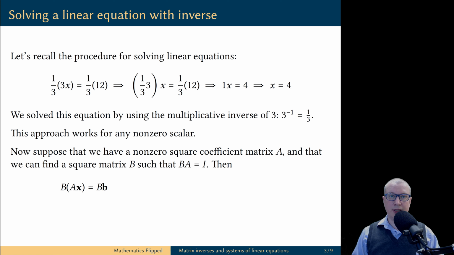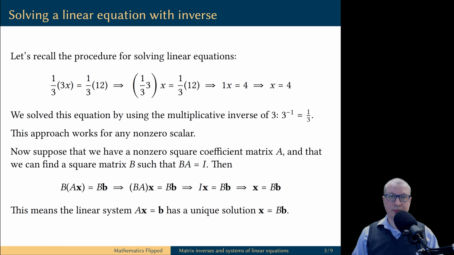You have to be careful. Matrix multiplication is not commutative, therefore multiply on the left and multiply on the right are potentially different operations. Next, we use the associative property of matrix multiplication, and then we use our assumption that the matrix B is such that B times A is the identity matrix.